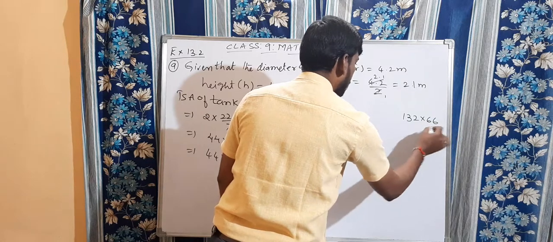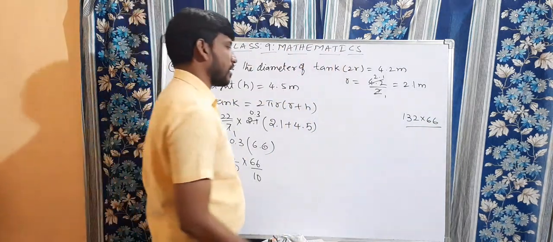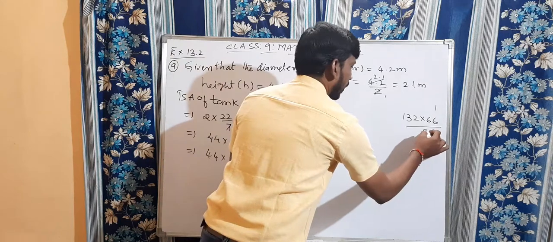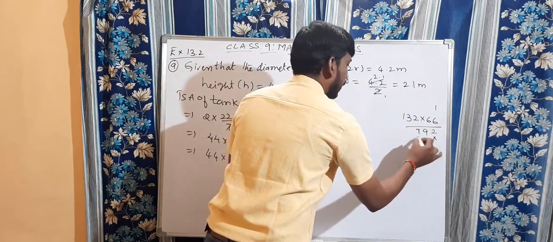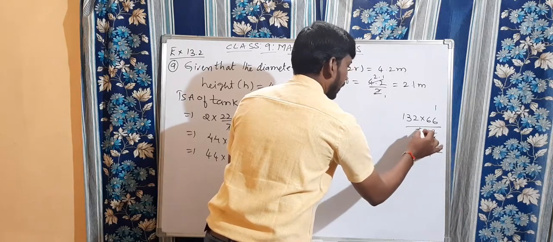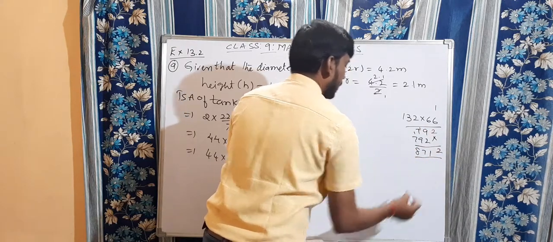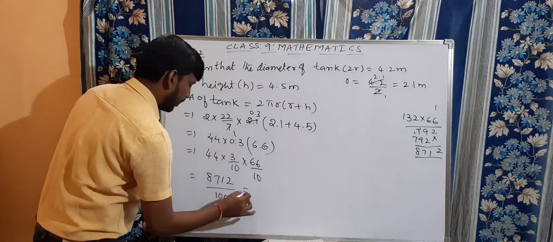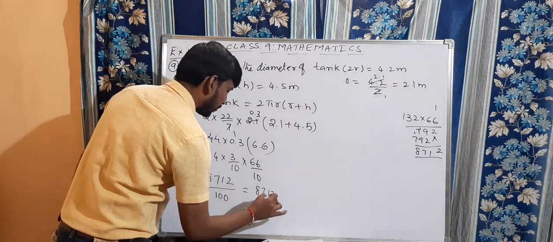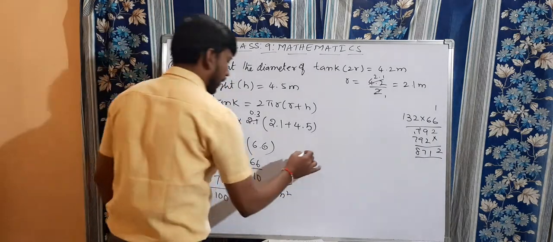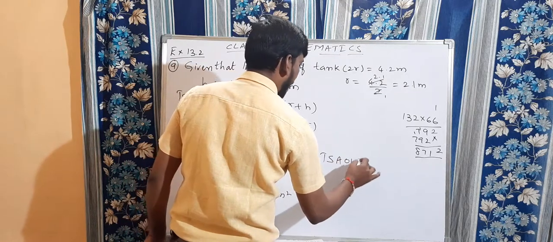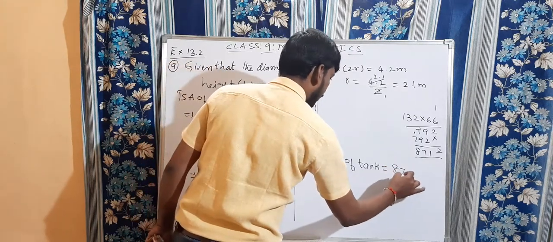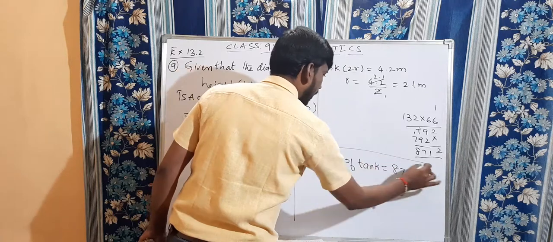132 into 66, when we multiply 132 into 66, 6 2s are 12, 1 carry over, 6 3s are 18 plus 1 is 19, 1 carry over, 6 1s are 6 plus 1, 7, into again 792. So that is 8712, which implies 8712 by 100, which is equal to, what is the answer here? 87.12 meter square. So therefore, TSA of tank is equal to 87.12 meter square. So this is the TSA of the tank.